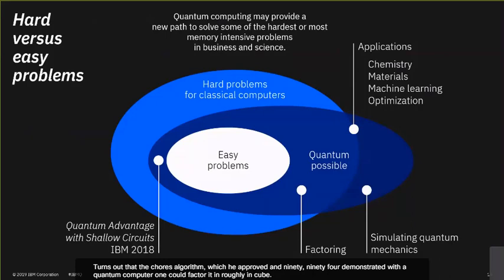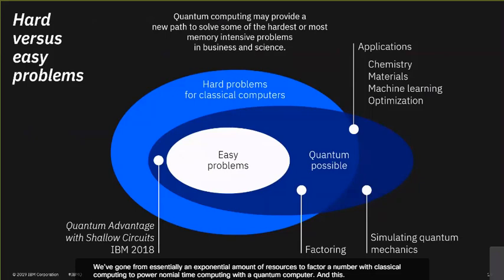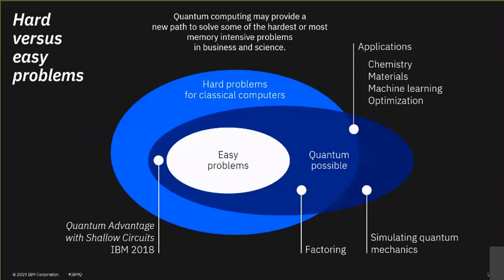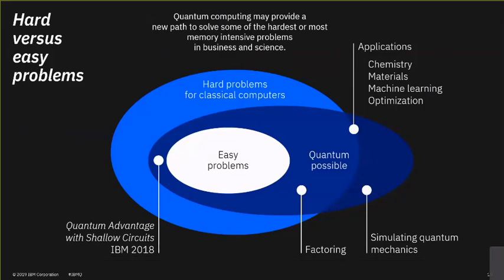Okay. Turns out that Shor's algorithm, which he proved in 1994, demonstrated that with a quantum computer, one could factor in roughly n cubed, where n was the number of bits in the integer. So it's an exponential speed up. We've gone from essentially an exponential amount of resources to factor a number with classical computing to polynomial time computing with a quantum computer. And this strong result generated a lot of interest and gave a lot of impetus to trying to develop quantum computing. How about the next slide, Bob?